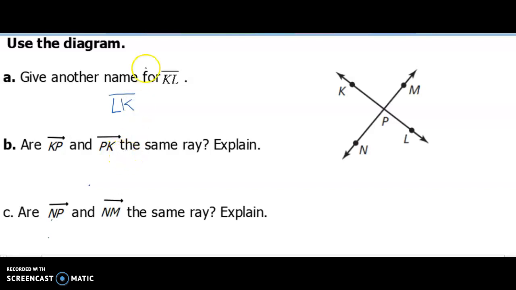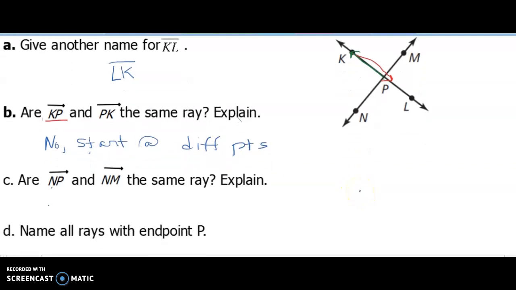All right, B says ray KP, so it starts at K and goes towards P forever and ever, and ray PK, so it starts at P and goes towards K forever and ever. Are they the same ray? Well, as you can clearly see when I drew it, they are not the same ray. So no, and the reason they are not is they start at different points. Or you could also put they go in different directions.